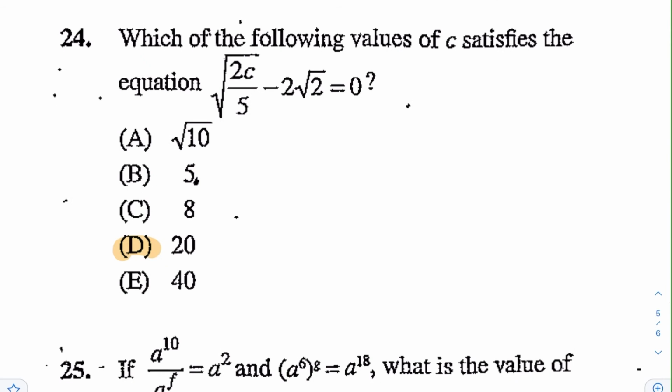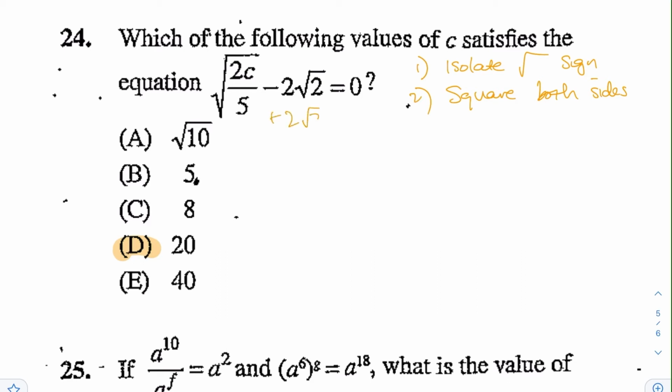Next for number 24, which of the following values of c satisfies the equation the square root of 2c over 5 minus 2 root 2 is equal to 0. So we have these annoying square roots, and you want to get rid of them by squaring, because square roots and squares, or a power of 2, are inverse operations. So here you have to isolate the radical sign and then square both sides. So it's just a variation of isolating the variable. You've got to isolate the square root first.